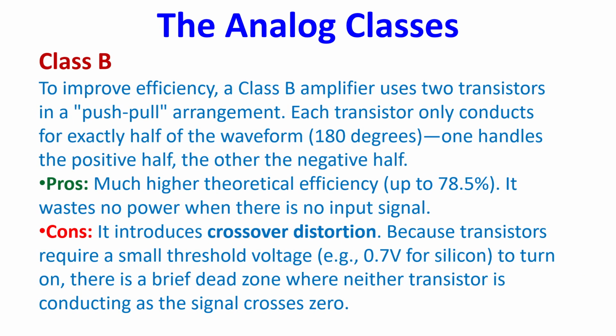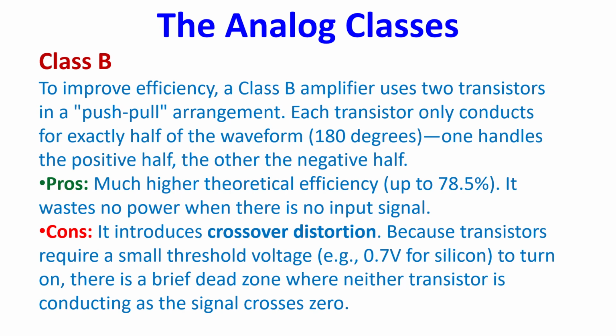Class B. To improve efficiency, a Class B amplifier uses two transistors in a push-pull arrangement. Each transistor only conducts for exactly half of the waveform, 180 degrees. One handles the positive half, the other the negative half. Advantage: much higher theoretical efficiency up to 78.5%. It wastes no power when there is no input signal.